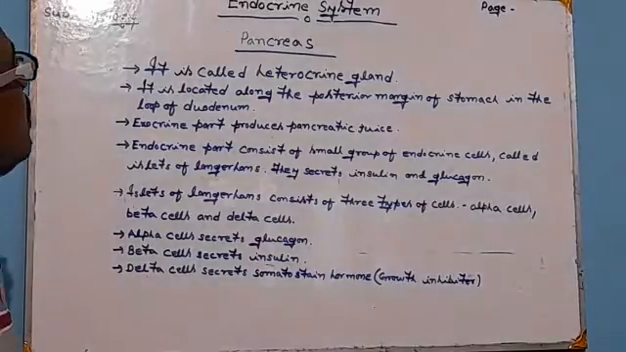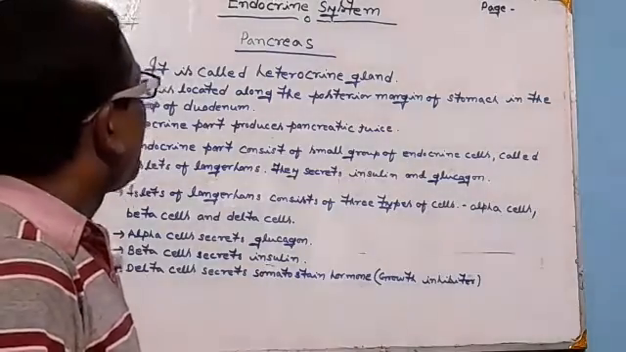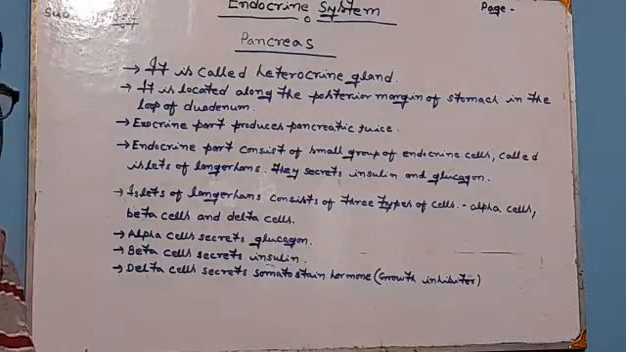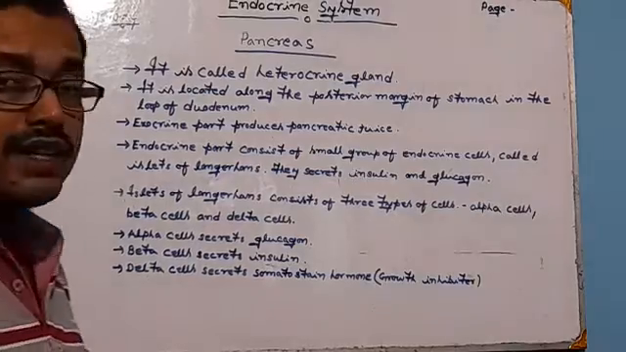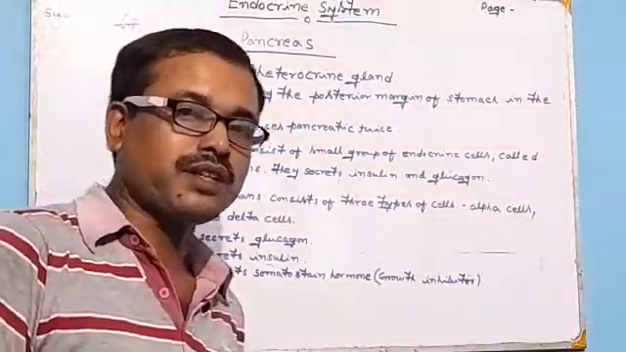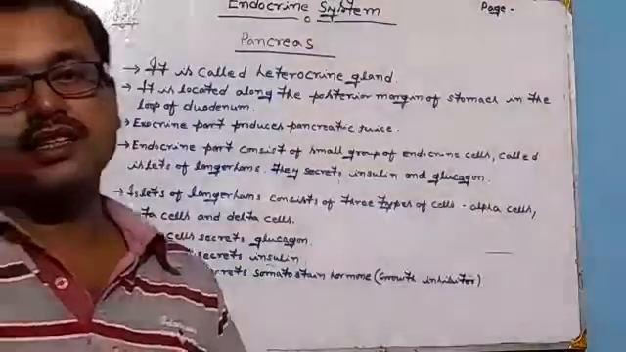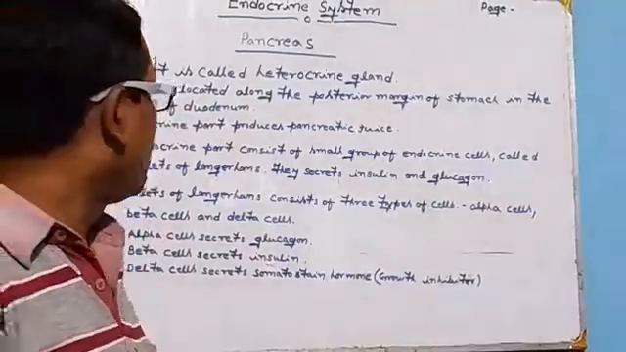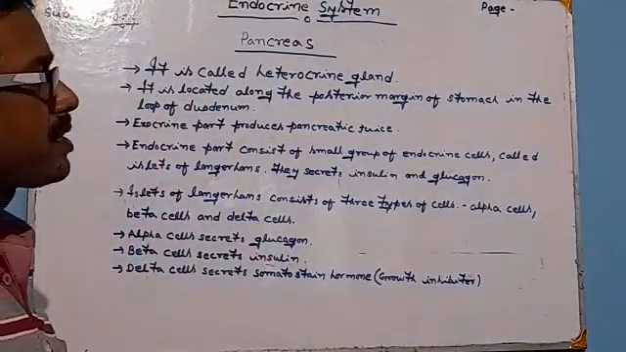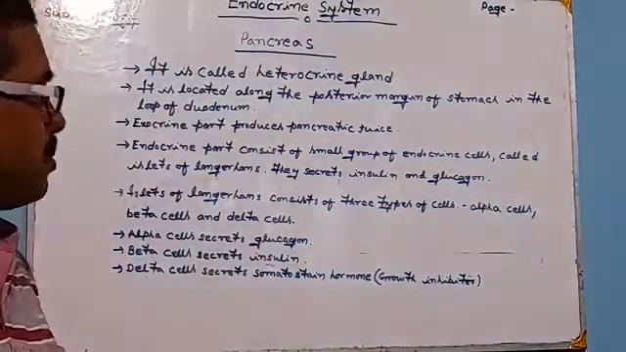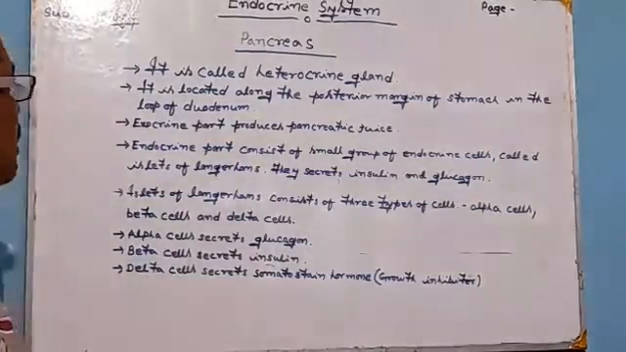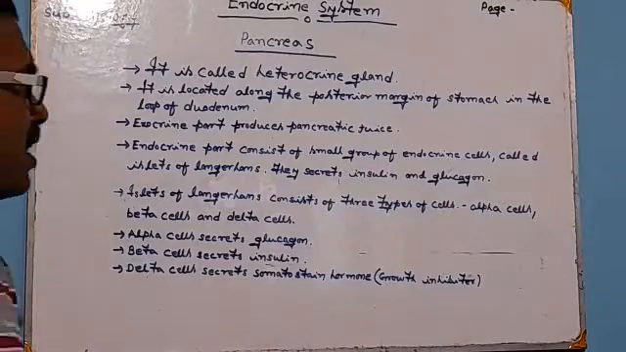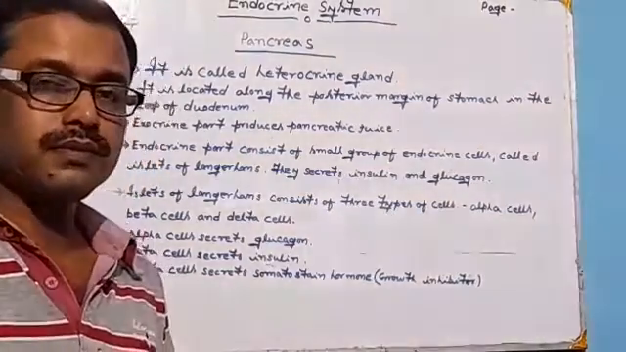Let us know now the function of the exocrine part of the pancreas. The exocrine part produces pancreatic juice, which contains different kinds of pancreatic enzymes, which is released in the duodenum through a duct and helps in digestion. On the other hand, the endocrine part consists of a small group of endocrine cells called islets of Langerhans, and they secrete mainly insulin and glucagon.